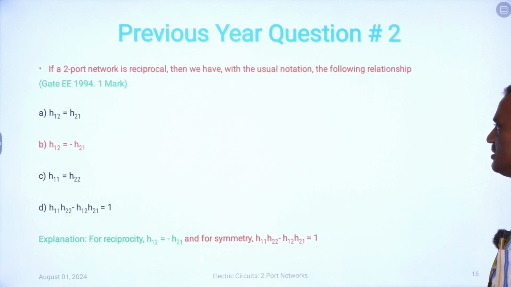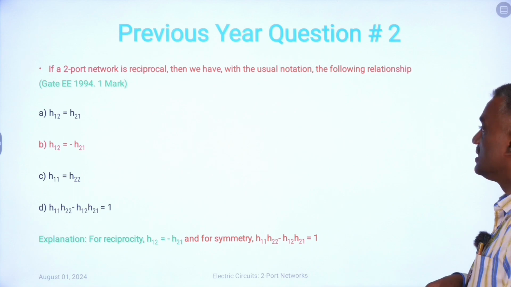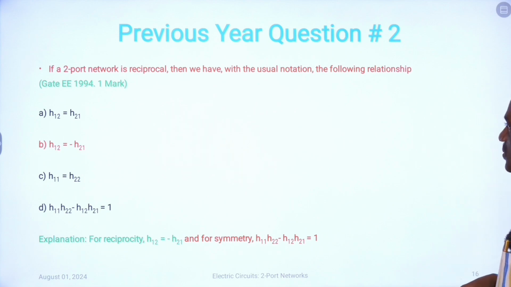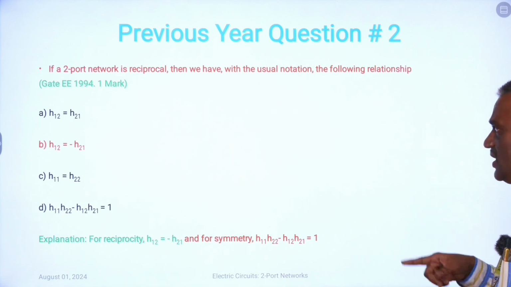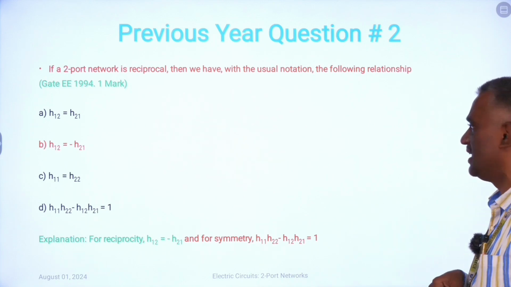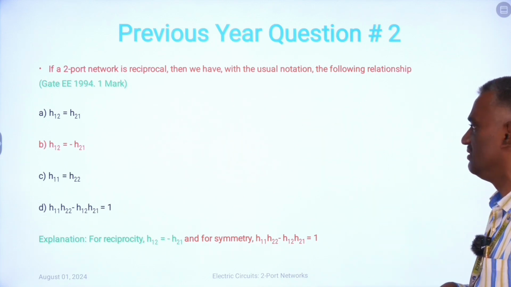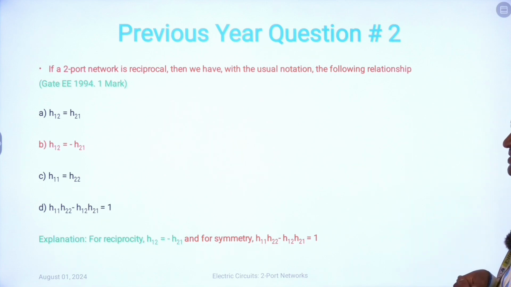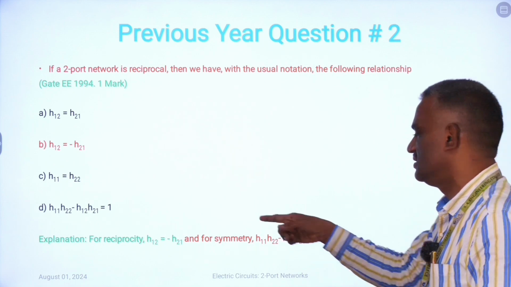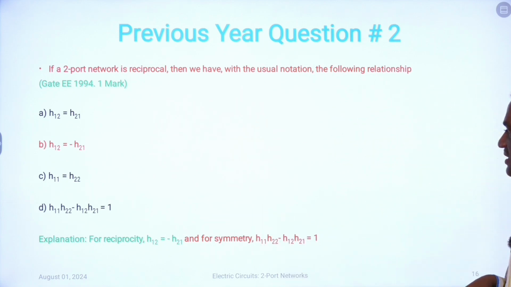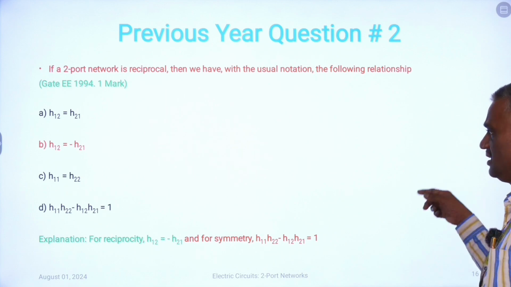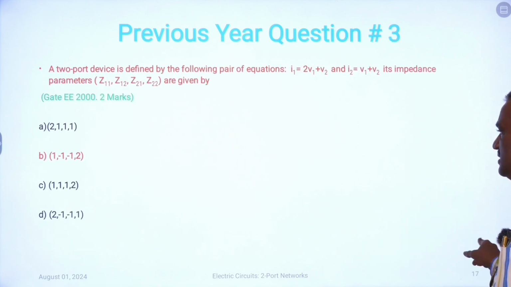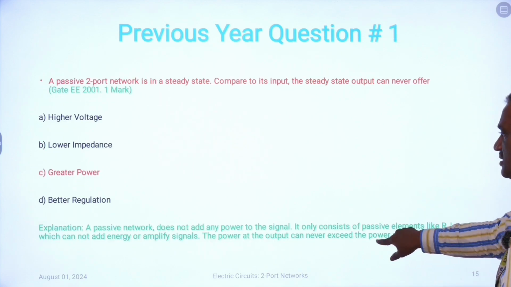Then what about the next question? That is a very direct question. If a two-port network is reciprocal, then we have, with the usual notation, the following relationship. This is also one more question which has been asked in GATE 1994. So four conditions they had given. The second condition, H12 equal to minus H21, will suit. Whereas option D is the condition for symmetry. Yes, that we can see in the comparison table. Already we had seen that, you can see in the comparison table.